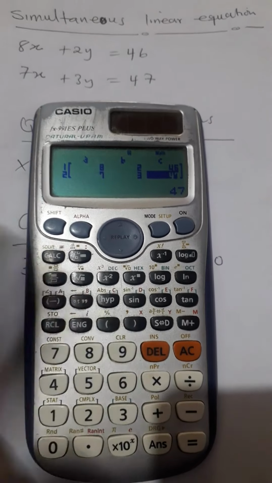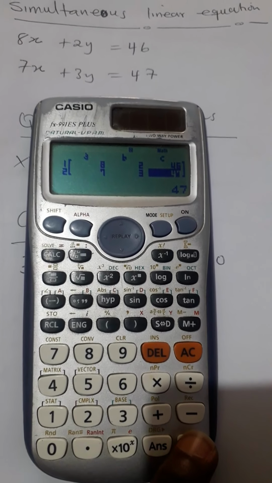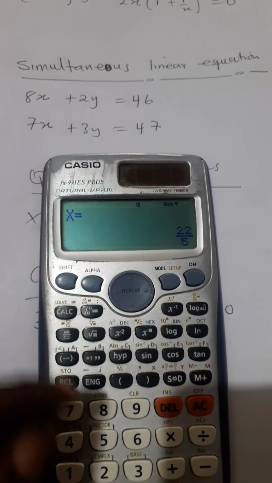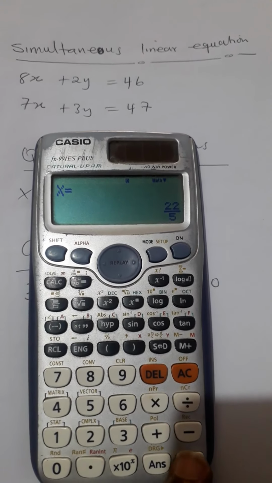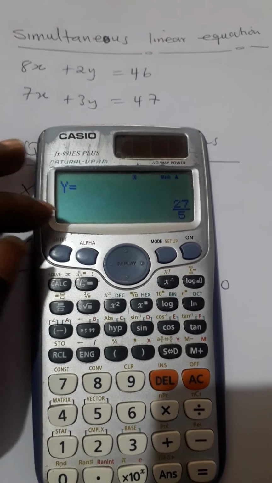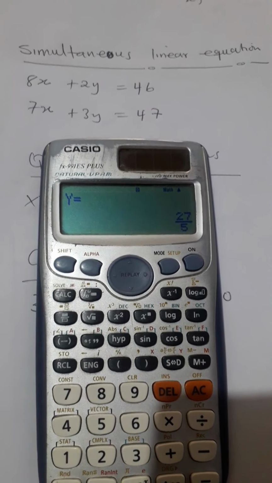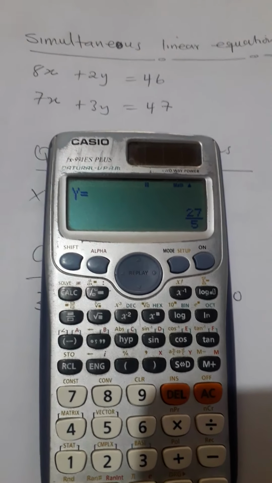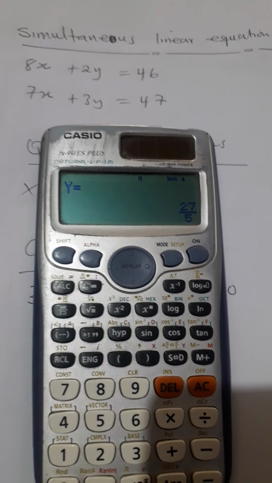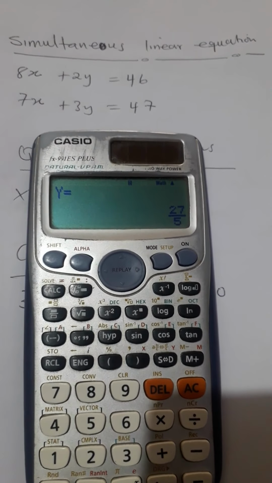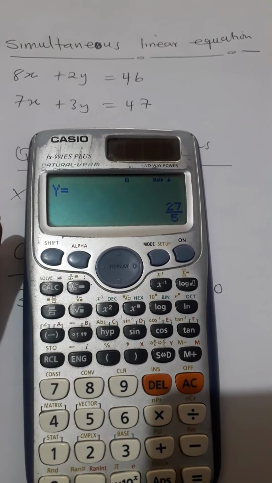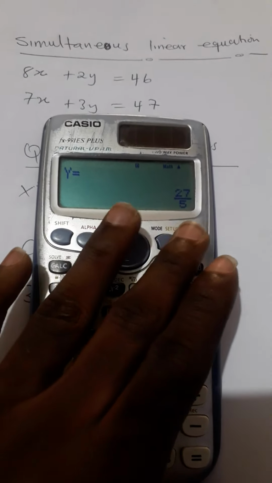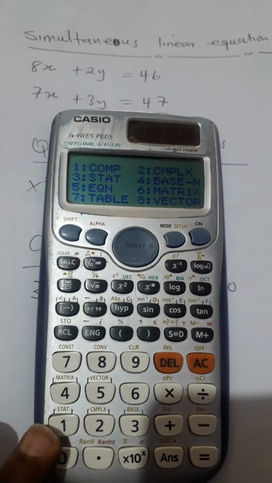Now we are done. We fed the calculator with all these inputs. The moment I press equal to, it tells us that x is equal to 22 over 5. I press equal to again, y equals 27 over 5. This is pretty cool, right? So you don't need to use equation 1, y is equal to this, substituting it into this and the rest. You use the calculator and it will give you the answer straight away. If the examiner says show working, you can use this, predict the answer and put it there and work towards it.